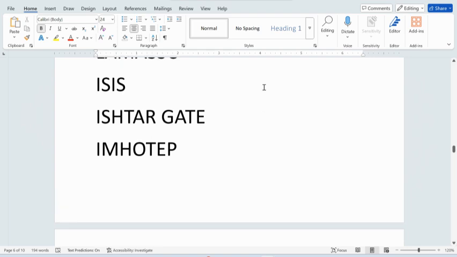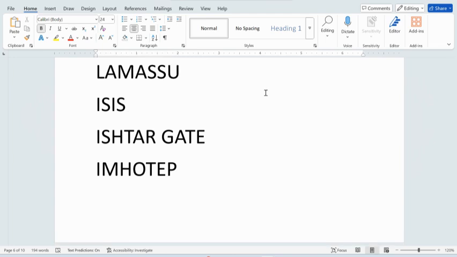The goddess Isis pops up on the test. I know that I have a picture of the Lamassu on the test. So either, I can't remember exactly what the question is, but either what are they or what are they used for? Right, what's the purpose of them or what are they? Will you be able to identify them if you see them?